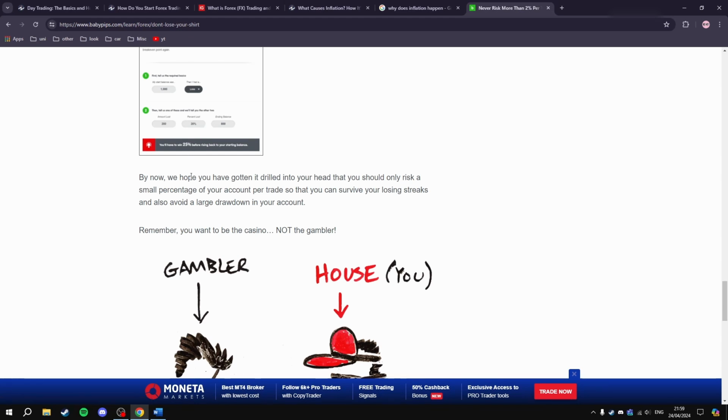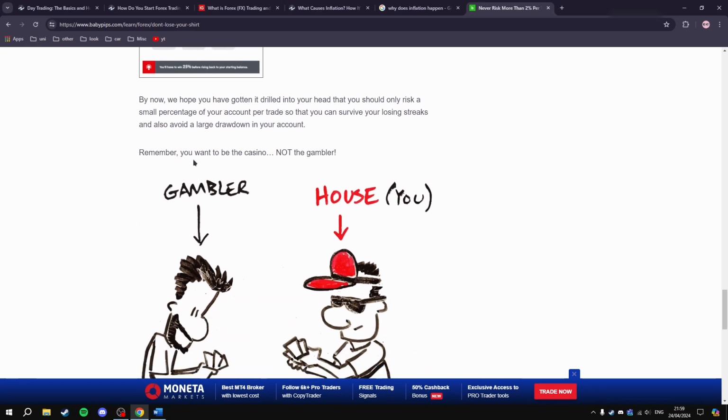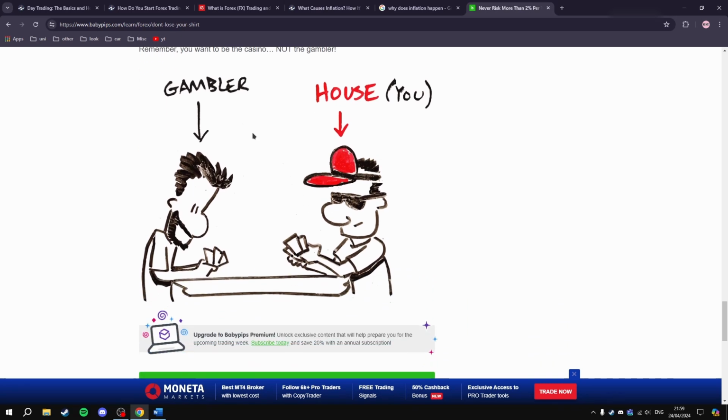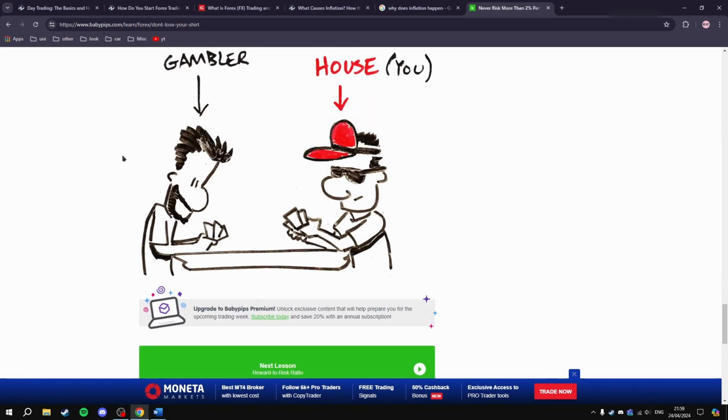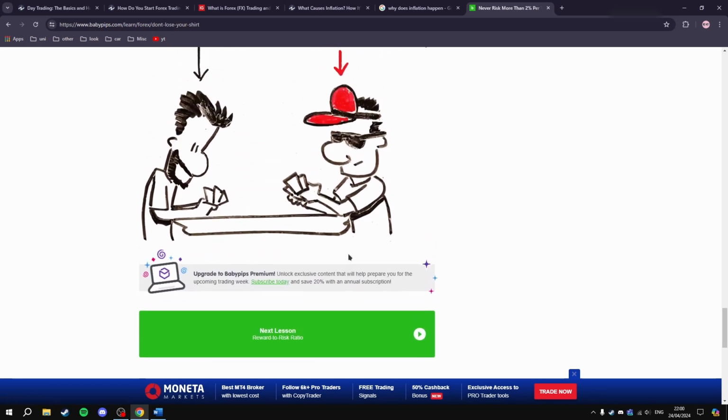By now we hope you have gotten it drilled in your head that you should only risk a small percentage of your account per trade so that you can survive your losing streaks and also avoid a large drawdown in your accounts. Remember, you want to be the casino, not the gambler. So you want to play for the long run, not for the short wins.